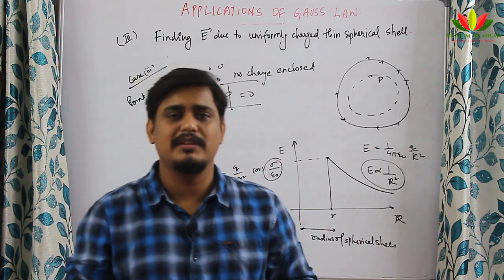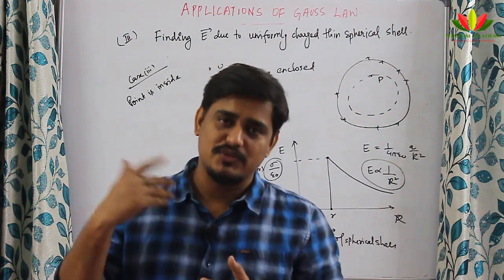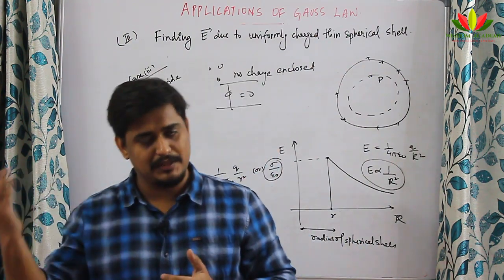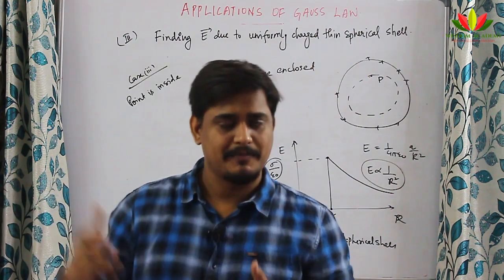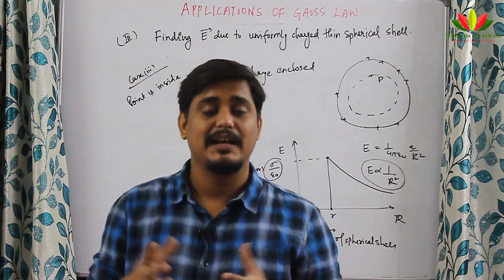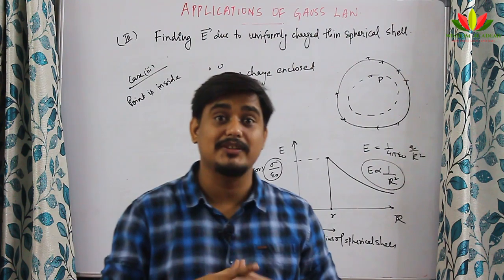Later we found the electric field due to a thin spherical shell, at an outside point, on the surface and inside. If the point was outside, it was k into q by r square, and when it was on the surface, k into q by the radius of the sphere square, and when it was inside, the electric field was 0. With this, we come to the end of this unit itself.